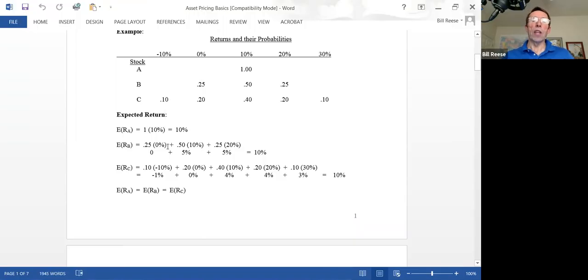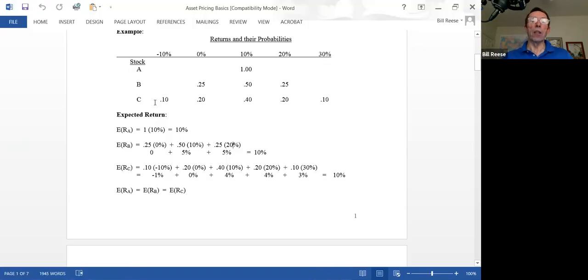Stock B, there's a 0.25 probability that it'll get a 0% return, a 0.5 probability it'll get a 10% return, and a 0.25 probability to get 20%. So we take 0.25 times 0% plus 0.5 times 10% plus 0.25 times 20%, add that all up. So the expected return for stock B is also 10%. We've made this fairly simple. You can see it's symmetrical there, that on average, you could say, stock B is going to get a 10% rate of return. That is its expected return going forward.